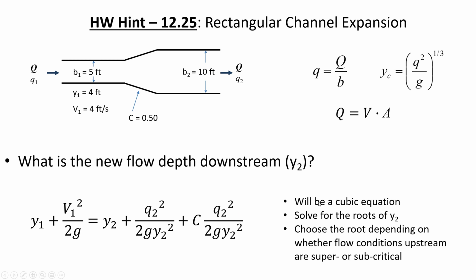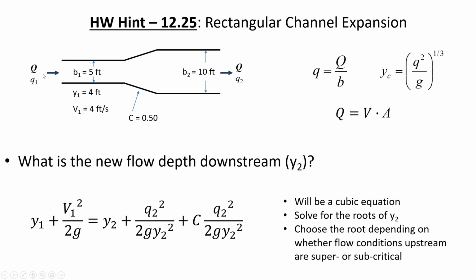So this is going to be a cubic equation, and we've had several example problems in the weeks before spring break where you were getting some refreshed practice on solving for the roots of a cubic equation. There's going to be a negative root, which you throw out, and then a small value for the depth, which is the supercritical root, and then the larger flow depth at 2, which is the subcritical root. You know which of those to choose based on whether the initial upstream flow conditions were supercritical or subcritical.